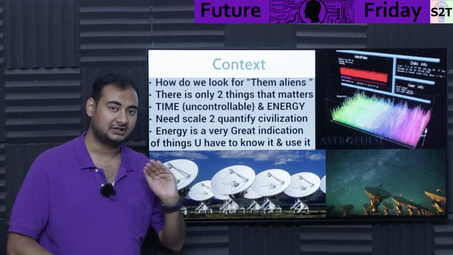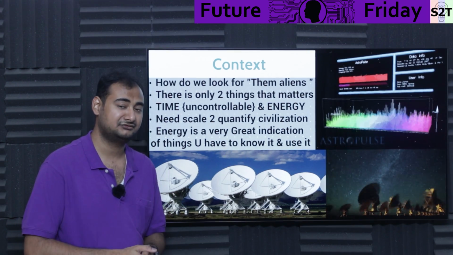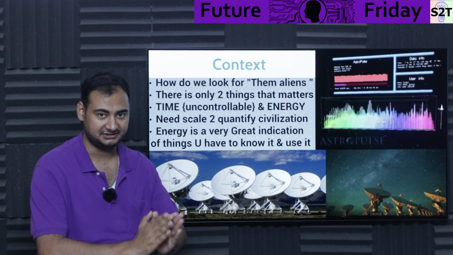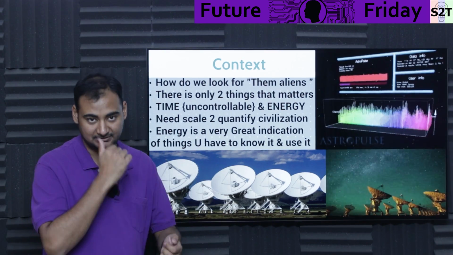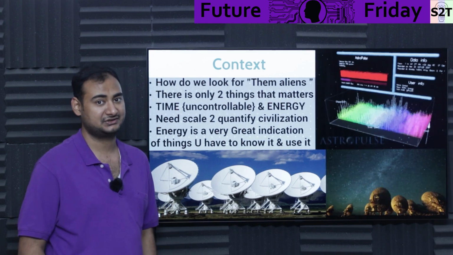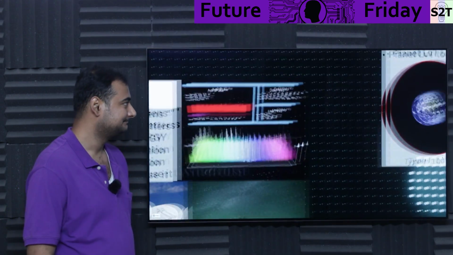So it's one of the greatest indicators that we have, known to science, known to the current understanding of humanity. That's how you figure things out. Energy is the key. We do not control time, so energy becomes the core vector. So energy is the key. That's what we are looking for. We are looking for an energy signature. That's the context. That's why energy matters here.